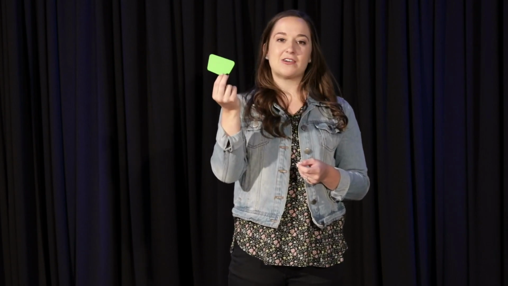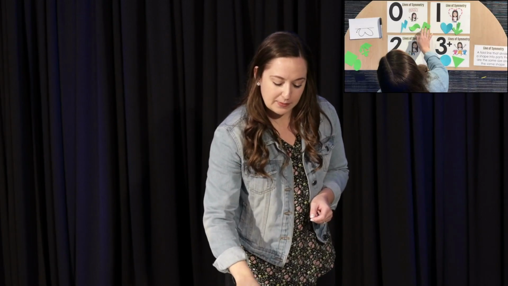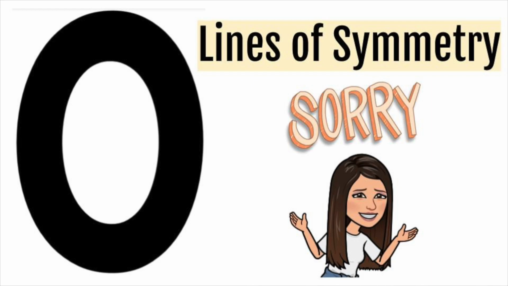Then we look at this odd shape. It kind of looks like a rectangle, but the parts don't match. The corners are rounded, and none of the sides are the same length. Therefore, if we try to fold it in any direction, no matter which way you put it, you are also not going to have any lines of symmetry. So we're going to put that under 0 lines of symmetry.